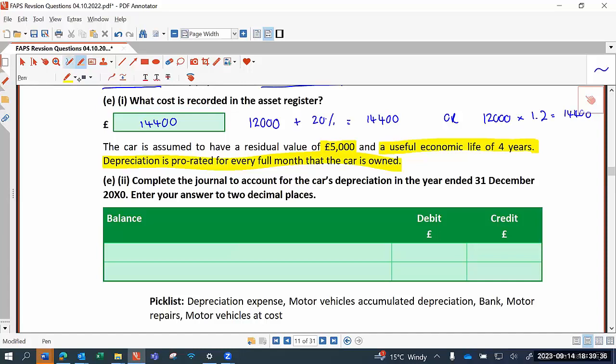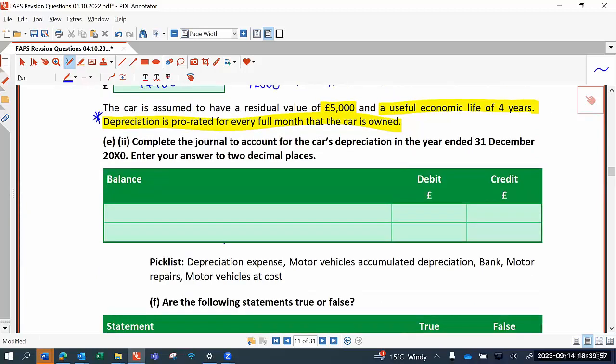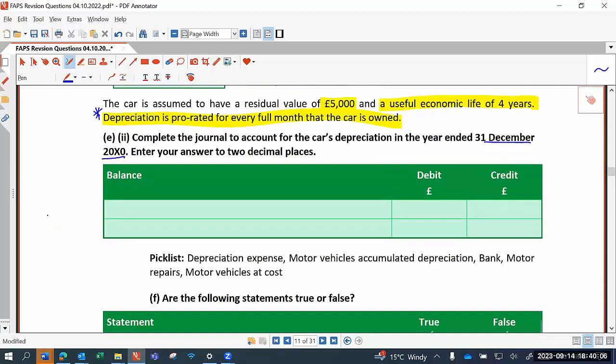Now, I like this question as a revision question because we did the first question where we said depreciate full year when you buy it, nothing when you sell it. Well, guess what? Depreciation here is different. Depreciation is only for the months that we own it. So if I only own it for 2 months in the year, I only depreciate it for 2 months in the year. Complete the journal to account for the car's depreciation in the year ended December XD0. Enter your answer to 2 decimal places.